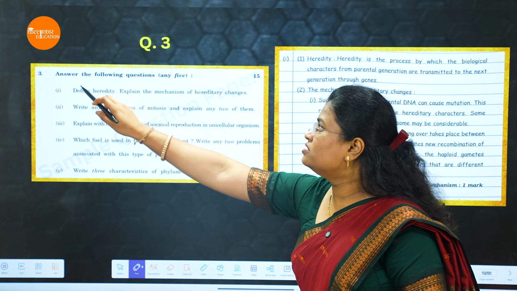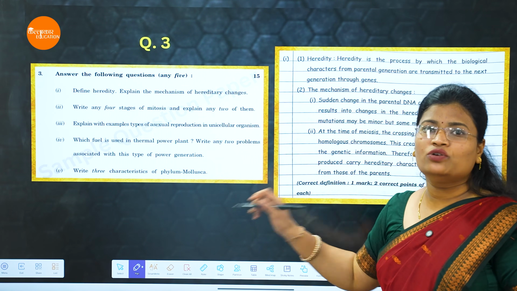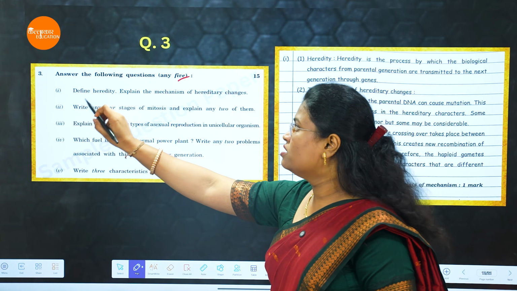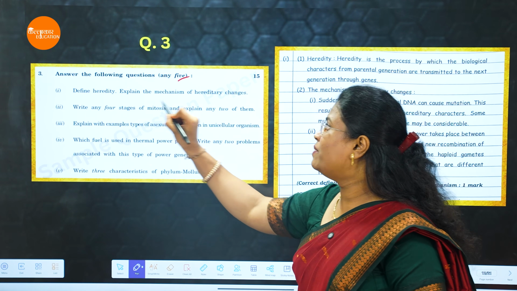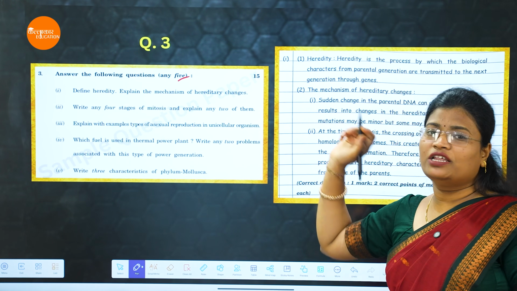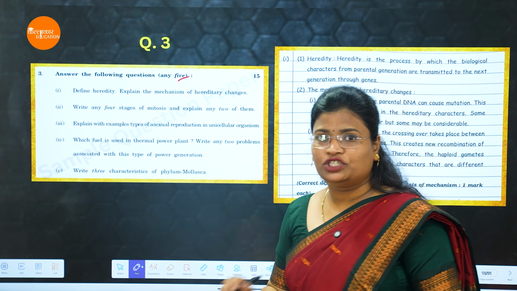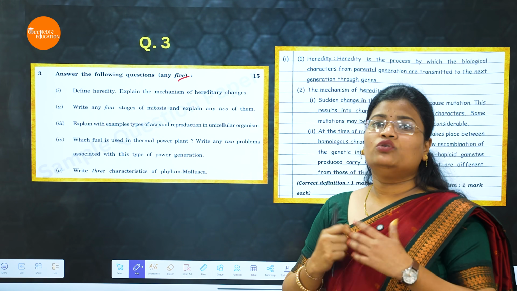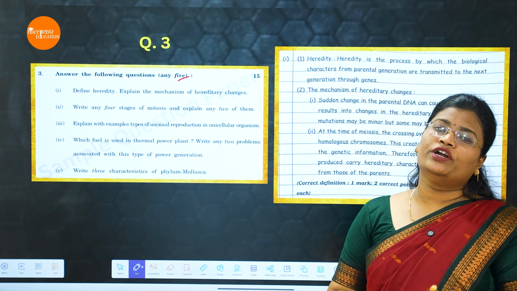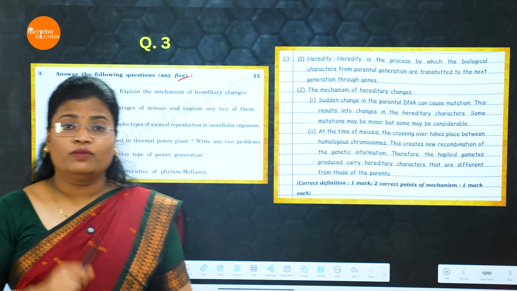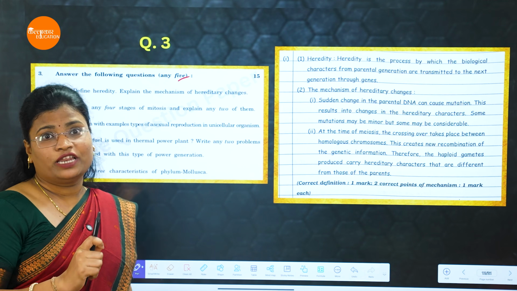Question number 3. Answer the following questions. In that you have to attempt any 5 questions. First question. Define heredity. Explain the mechanism of hereditary changes. First of all, students, you have to read the question very carefully and you have to think how you are going to frame the answer. So writing the answer is not difficult, but the framing of the answer is very important.